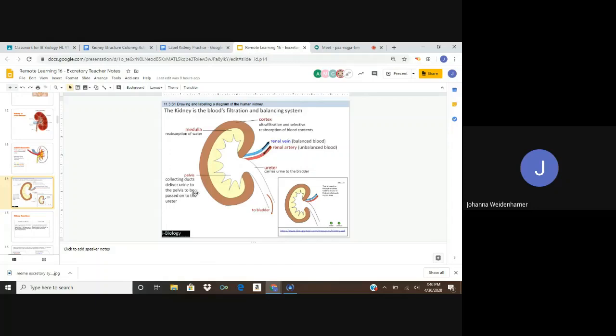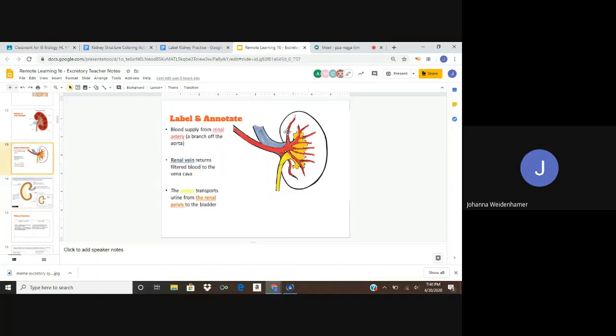And then last but not least, right in here, we have the pelvis. And the pelvis is going to be called the collecting ducts, and it's going to deliver urine to the pelvis to be passed on to the ureter. In your picture, we've already taken a look at it. It is going to be that center section that is connected to the ureter. It was right here. It was this yellow part that's going into the ureter that would be your pelvis.